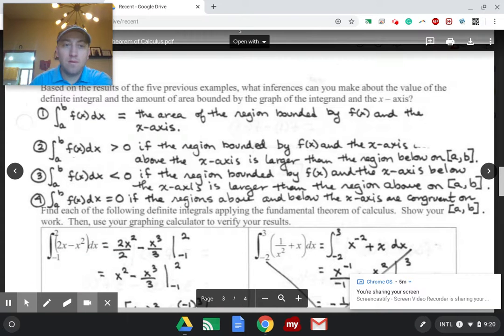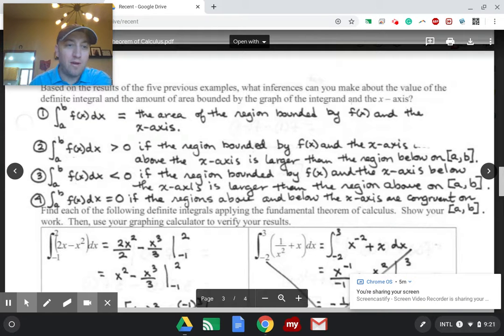Basically this first thing is the fundamental theorem of calculus. The integral from a to b of f of x is the area of the region bounded by f of x and the x-axis. So there are 3 things you probably noticed going through those examples.